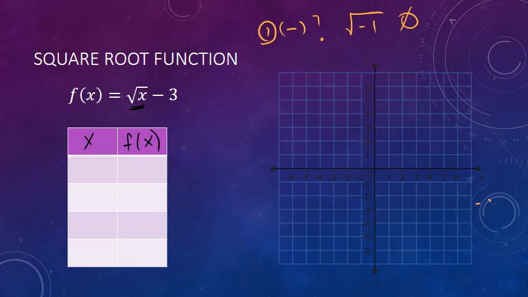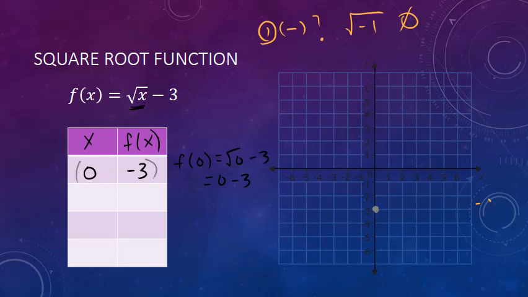So maybe we'll just start with 0 again. In that function, at 0, I'd have square root of 0 minus 3, which is -3. So I'm going to start my plotting at the point 0, -3.